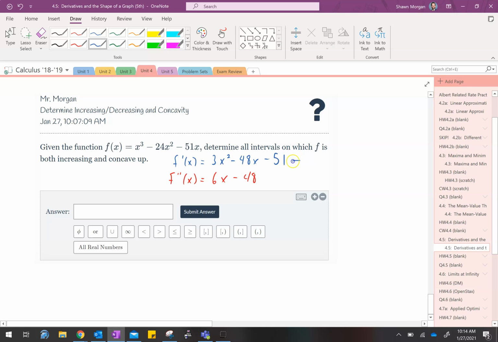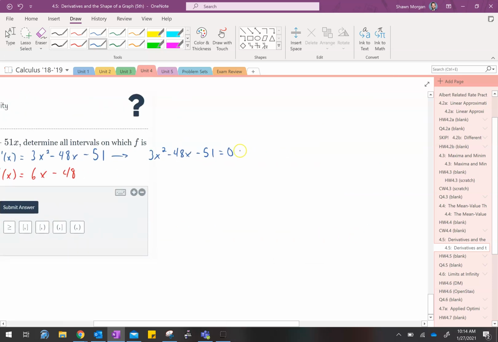Just like we did in class, going back to Monday's class of this week, we're going to set the first derivative equal to 0 to find the critical points. So we've got 3x squared minus 48x minus 51 equals 0. I noticed that all three of those are divisible by 3, which probably means this is very factorable, so I won't have to use the quadratic formula. Let's see, I want to say 16x, and there's 17. So we'll have x minus 17 and x plus 1, which means my two critical points are x equals 17 and negative 1.